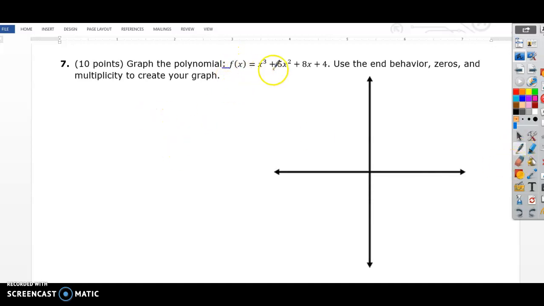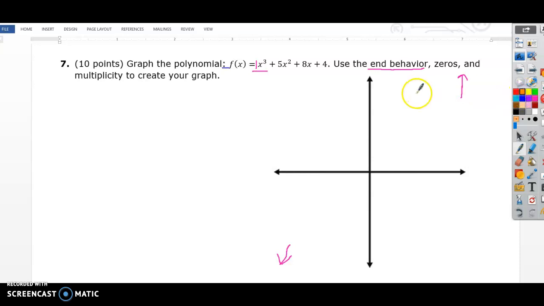Graph the polynomial f of x equals x to the third plus 5x squared plus 8x plus 4. Use end behavior. So first we're going to look at end behavior. So if I'm looking at end behavior, I'm looking at my leading degree, and that's x to the third. So that should tell me that my arrows are going to face in opposite directions, and since this is a positive coefficient, that means it's going to be positive at the right side, so that means the left side has to be down.